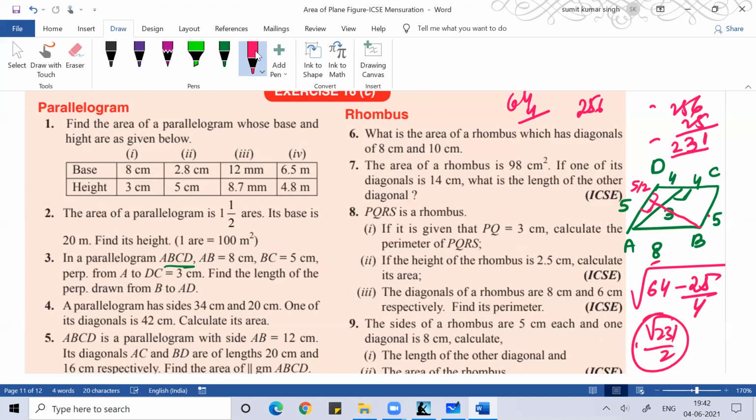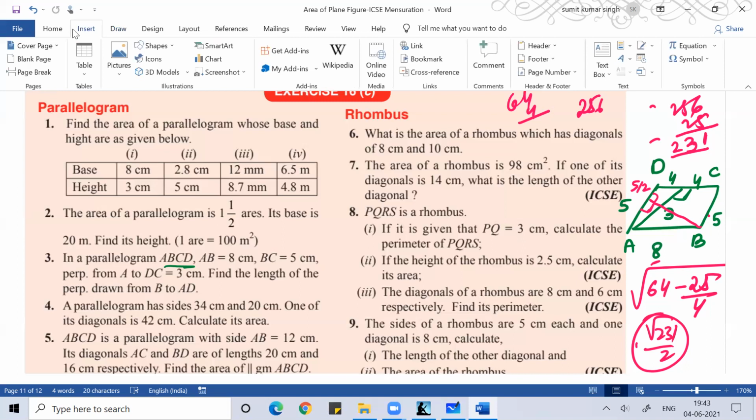One minute, let me check from the book what answers are given. Third one, 0.8. What is root 231? 16.5. The answer given is 4.8 from the book. Did you get the answer for this third one?